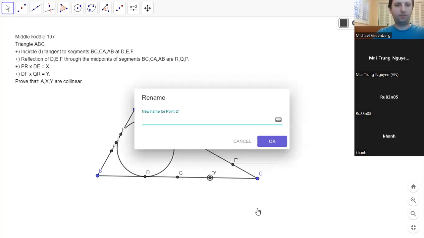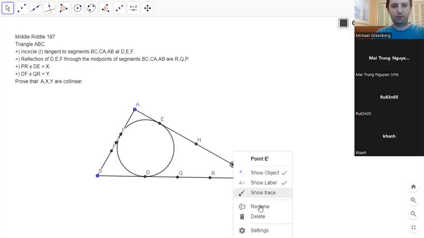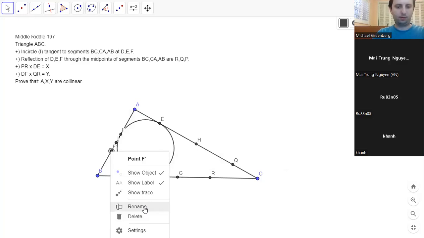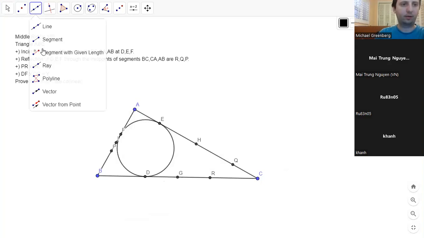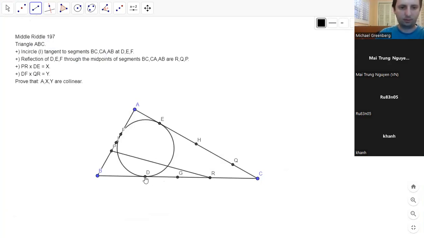So this is R, and this would be Q, and this would be P. And then PR intersects DE at X, and DF intersects QR at Y. Hold on, I see the chat. DF intersects QR at Y. Okay, so I should draw rays for those.